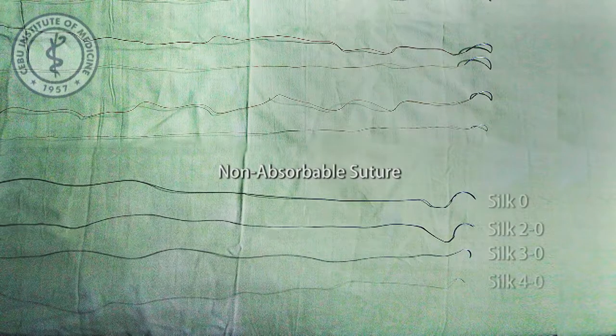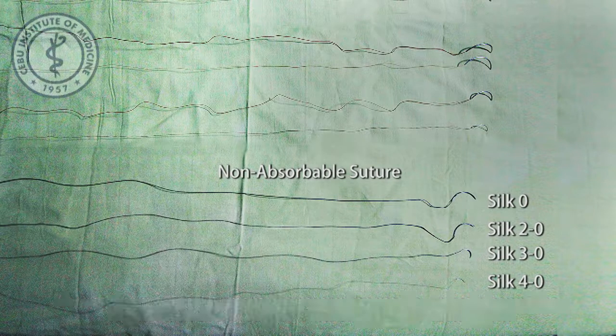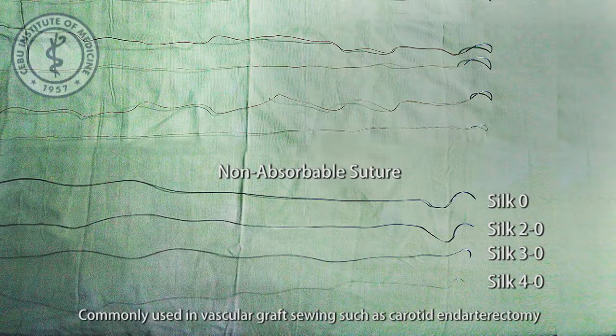Non-absorbable sutures are sutures that need to be removed; however, when used in the body, they will be retained inside the tissue, examples of which are silk and nylon. Silk 4-0 is commonly used in vascular graft sewing such as carotid endarterectomy.